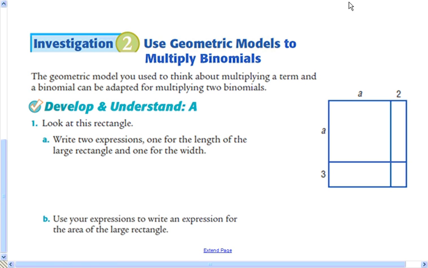Hey students, this is lesson 522. We're going to learn how to use geometric models to multiply binomials. And so we're going to use the idea of the area of a rectangle to do that.